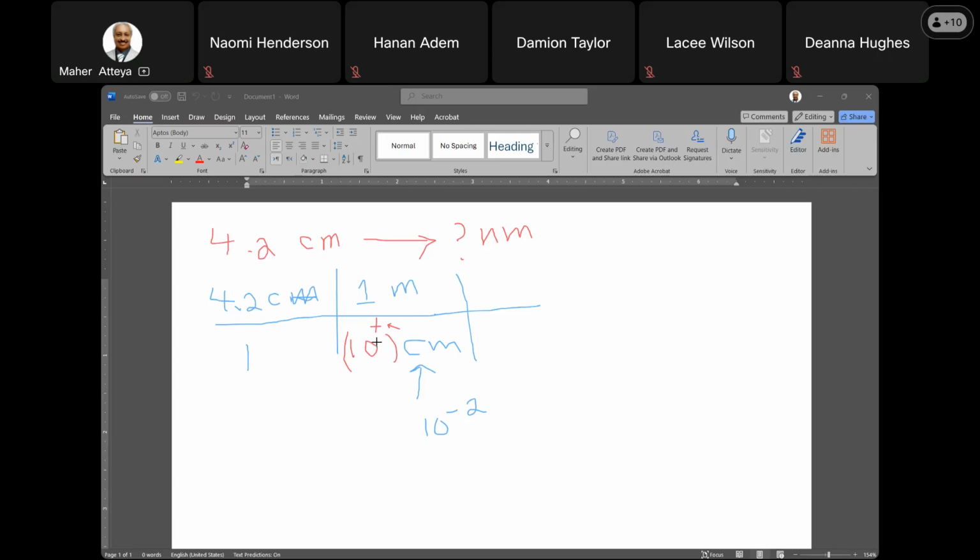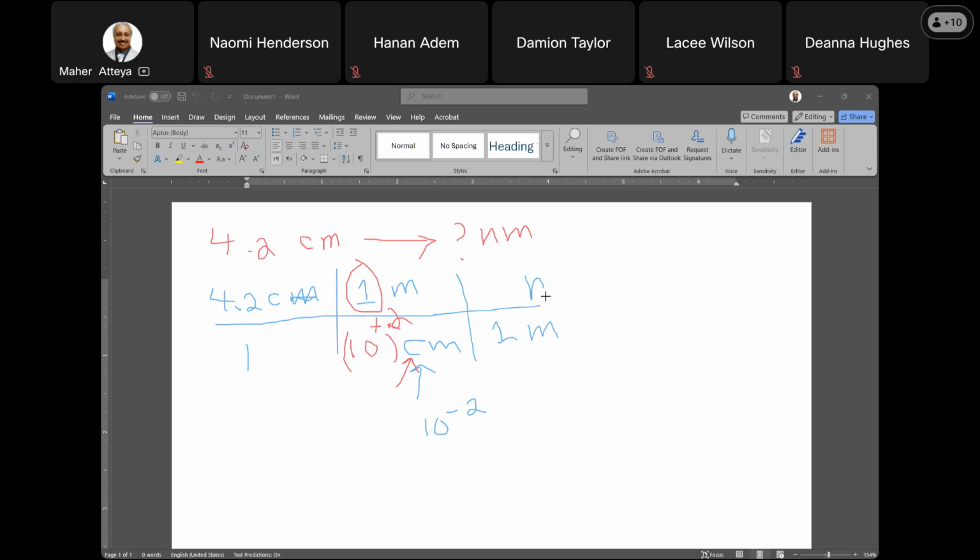This is 2 here. So it means if I take 10 plus 2 multiplied by the value of the C here, which is actually 10 minus 2, that makes 1 here. Okay? Then I have to go further. The next step is to get the meter out of my way. 1 meter.